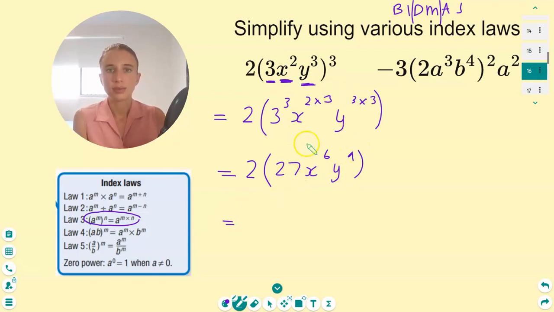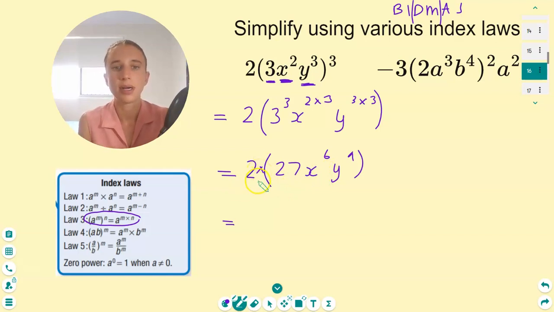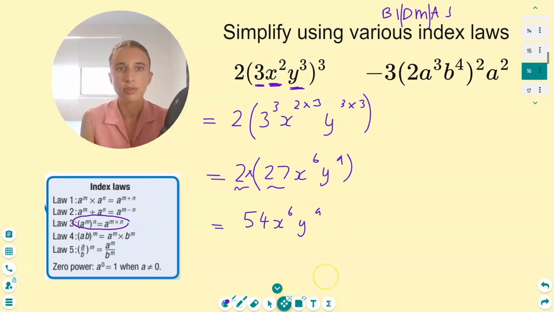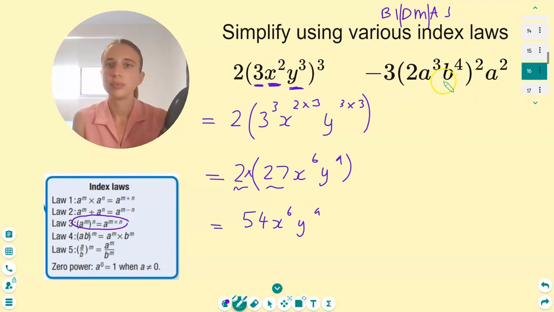All right, we've expanded using the index laws. Now we can look at what's outside of that pair of brackets. 2 times 27, so we're going to multiply those coefficients. 2 times 27 is 54, x to the 6, y to the 9.